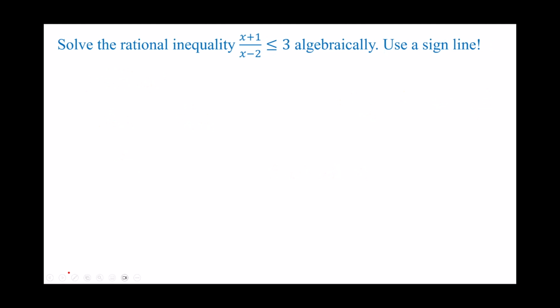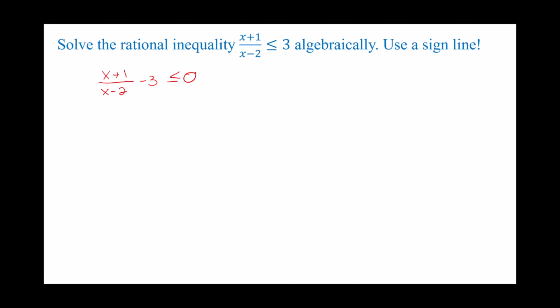Let's try another one. Solve the rational inequality (x plus 1) over (x minus 2) less than or equal to 3. The first thing I'm going to do is get everything on one side of the inequality and 0 on the other side. If it was an equation, I might just multiply both sides by x minus 2, but with an inequality, that makes it difficult. I don't know if x minus 2 is positive or negative. It depends on what x is.